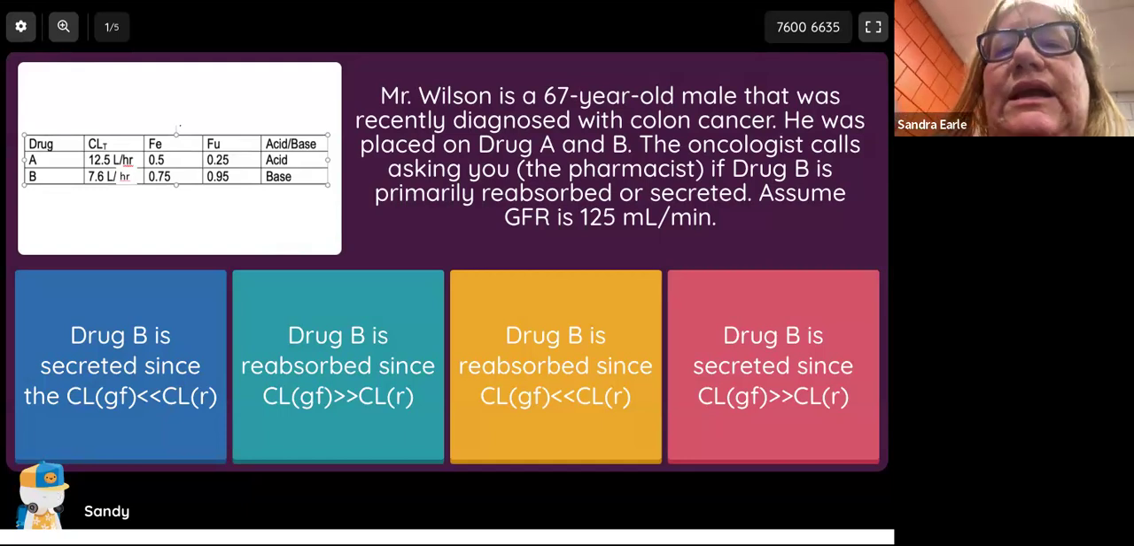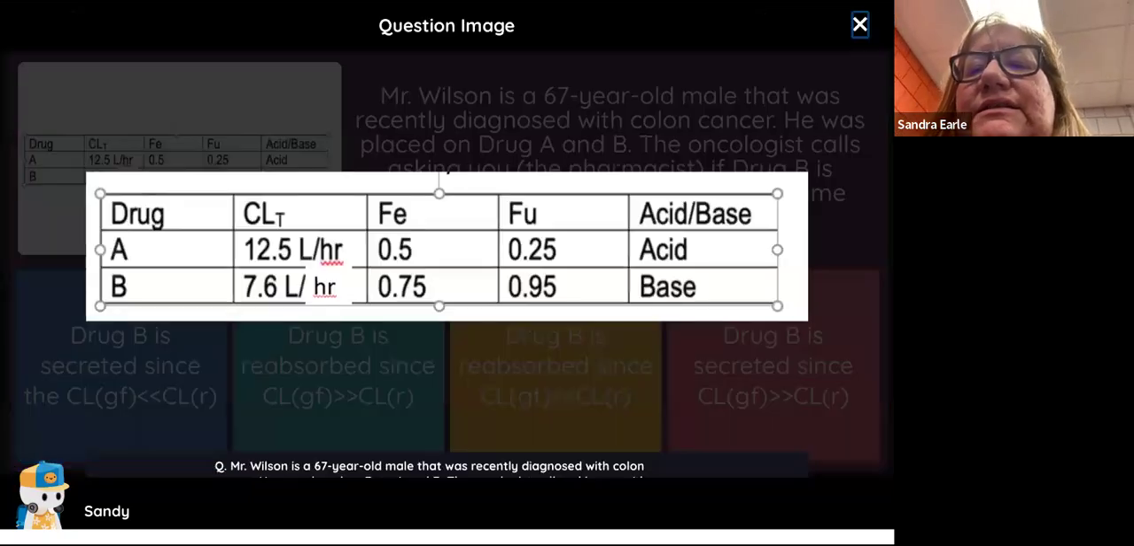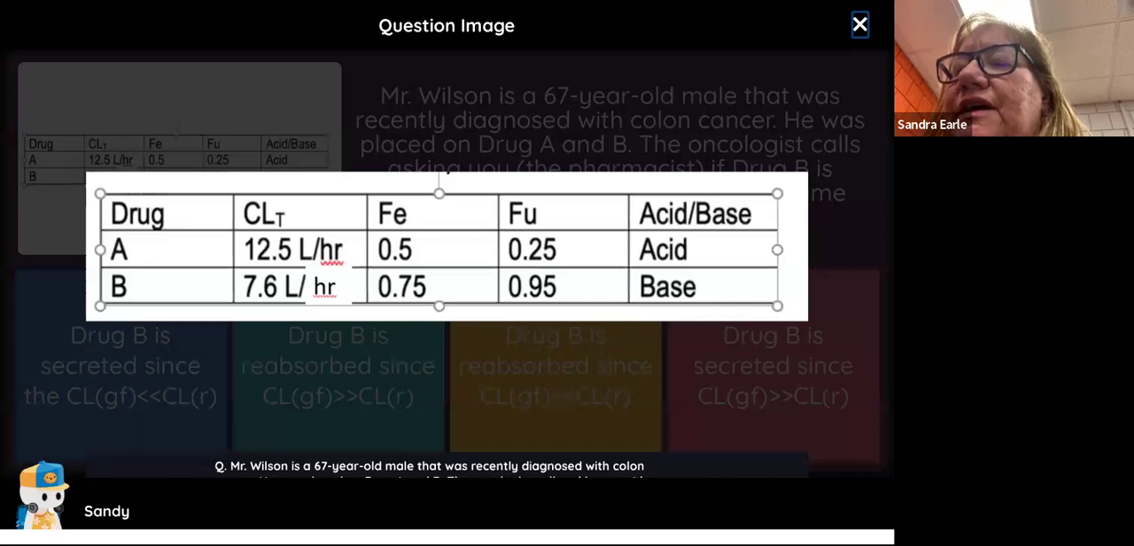So drug B, as we see here, the total body clearance is 7.6. The FE is 0.75. The fraction unbound is 0.95, and it's a base.